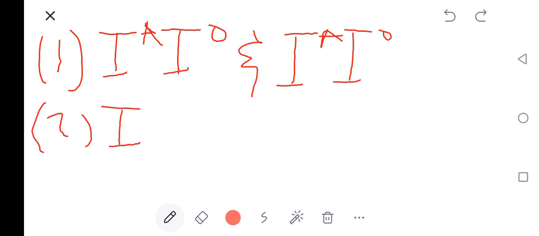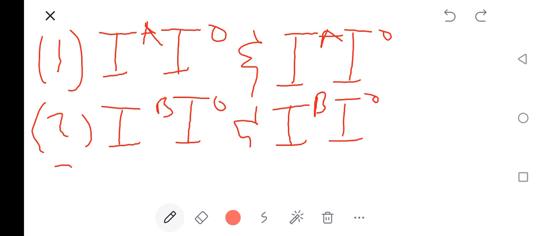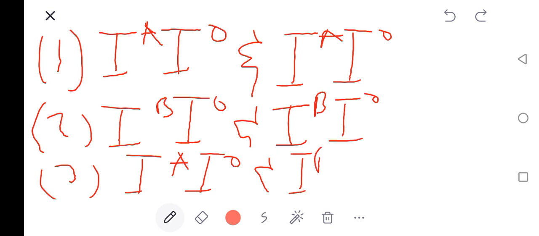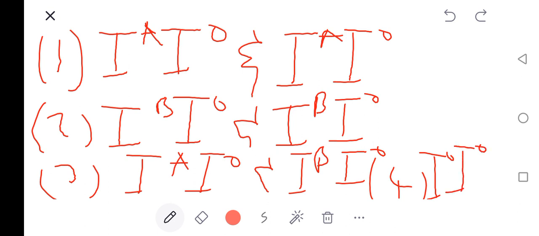Number two, IB IO and IB IO. Number three, IA IO and IB IO. Number four, IO IO and IO IO. Just four. Those are the ones that you should do the crossing for.